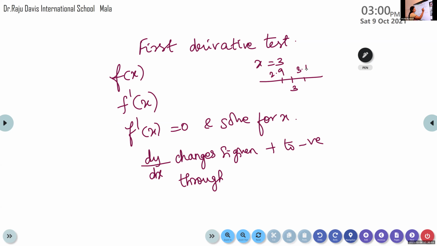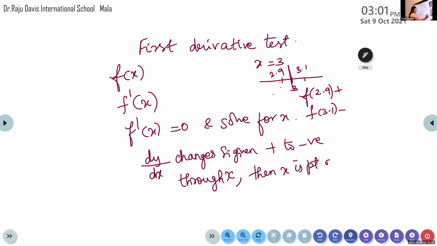Suppose on solving, we get the x value as 3. Then you take values closer to 3. That means you take a value lesser than 3 and a value greater than 3. So when you find f dash of 2.9, if it is positive and f dash of 3.1 is negative, that is, the sign of f dash of x is changing from positive to negative when it passes through x, then x is a point of local maxima.